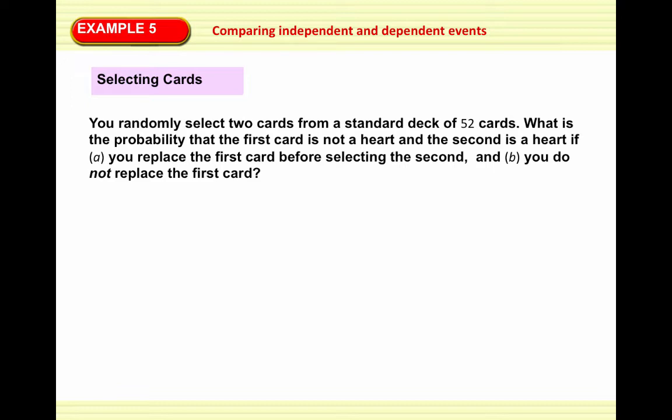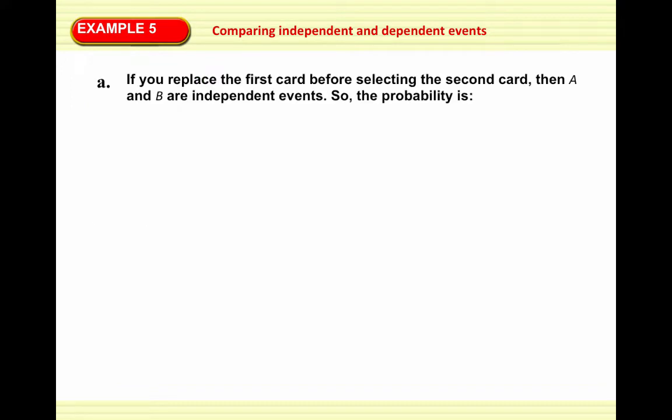For part B, you do not replace the first card. So that means that after you draw your first card, you just put it to the side. So on that first draw, you had 52 cards, but now you only have 51 cards. Okay, so event A is that the first card is not a heart, and event B is the second card is a heart.